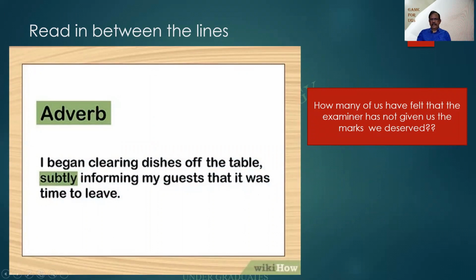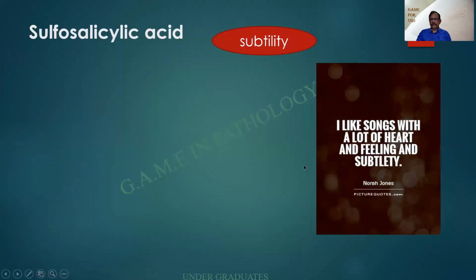I began clearing the dishes off the table, subtly informing my guest that it was time to leave. The key word here is subtle. When there is something that is unnoticeable, the examiner notices it, and that makes the difference in the marks. So always try to read in between the lines so that you are impressive even with the most difficult, unexpected questions. I like songs with a lot of feeling of subtlety.